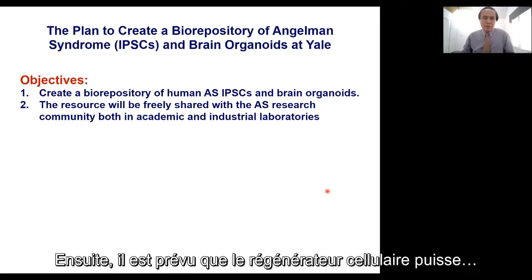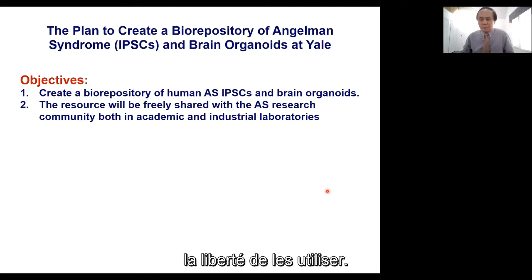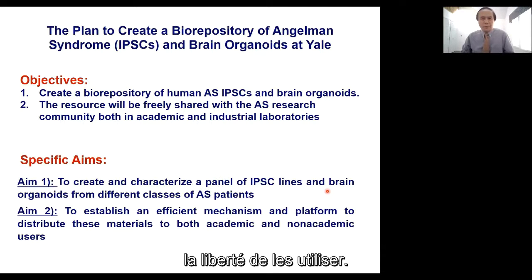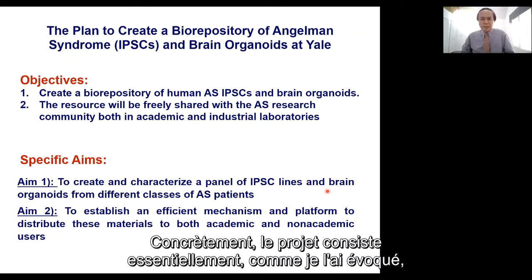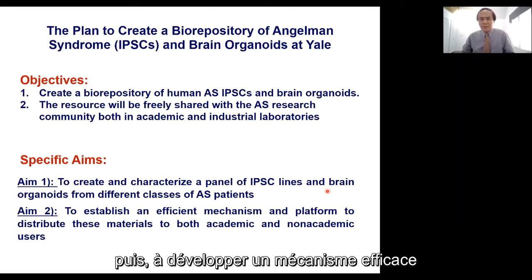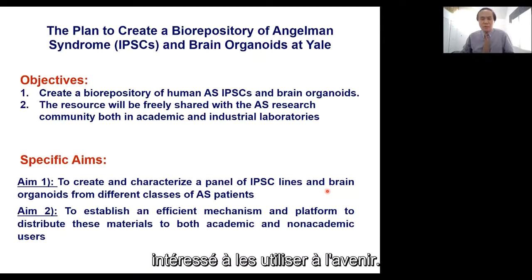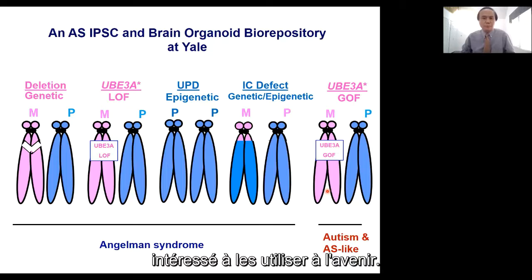Then the plan is that the cells generated will be free to any researcher or academic or industrial laboratory to use. The specific plan is basically, as I mentioned, to create multiple different lines, multiple different genotypes. And the second is to develop an effective mechanism to distribute the cells to any researcher or investigator interested in using the cells in the future.